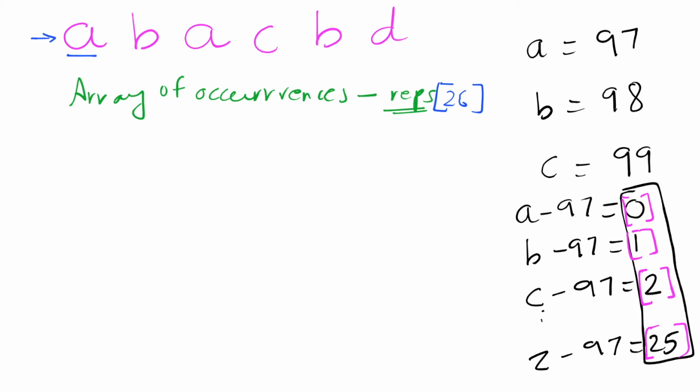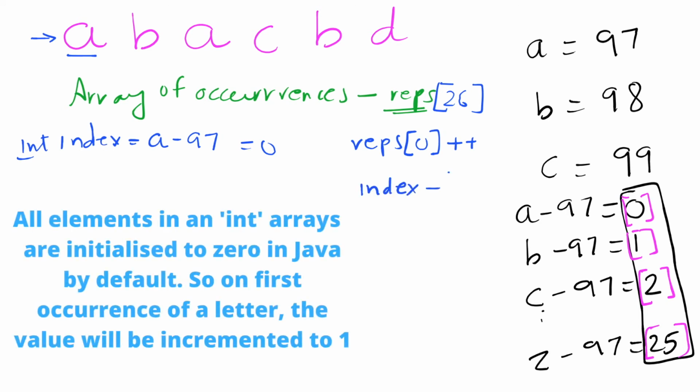First, the character a. Now we need to find the index of this character in the reps array. For that, we will do a minus 97 and we get a 0, and we'll increment the occurrence of a by 1. To update the occurrence of the alphabet a, we need to first find the index for the alphabet a in the reps array. The index will be the alphabet itself minus the number 97, and this is of type integer, and this will give us 0. We will increment it by 1, and so if we represent these as index and value, for index 0 we'll store the value 1.